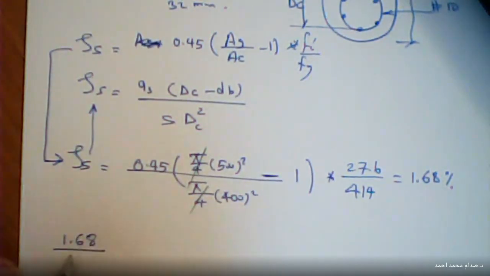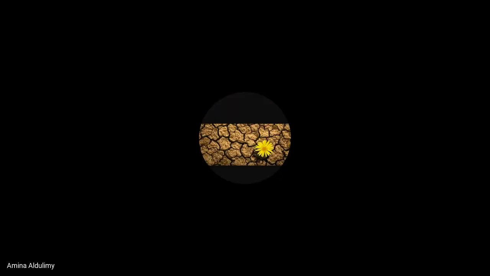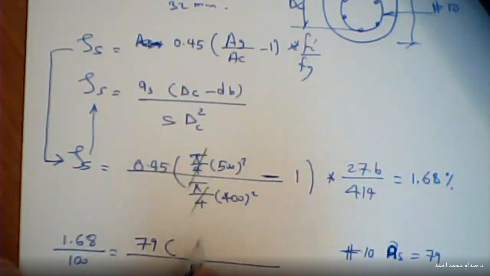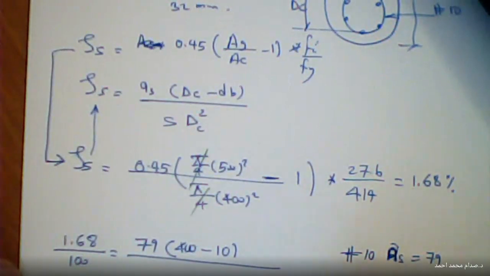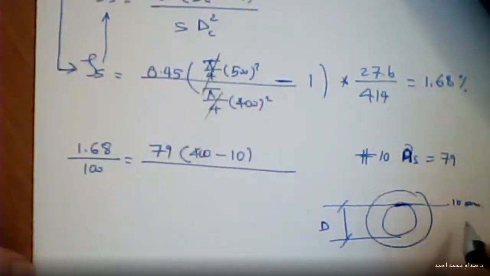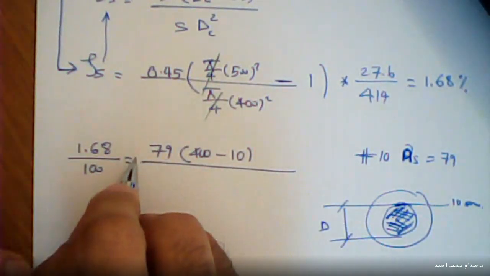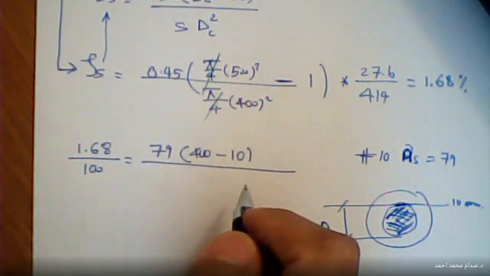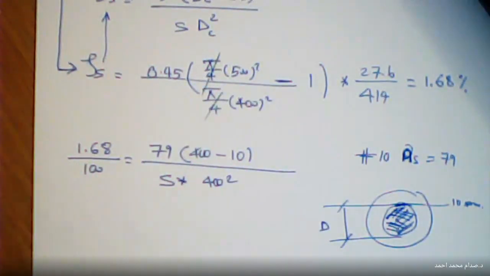So I have 1.68% equal to A. What's the diameter of number 10? Small a, why small a? Because it is for the spiral. This is 79. 79 into Dc. Dc is 400 minus the diameter of bars, so this should be Dc. The diameter of this one is 10 millimeter. So I'm just going to take this core diameter, divided by S into 400 square. I'm using this formula.